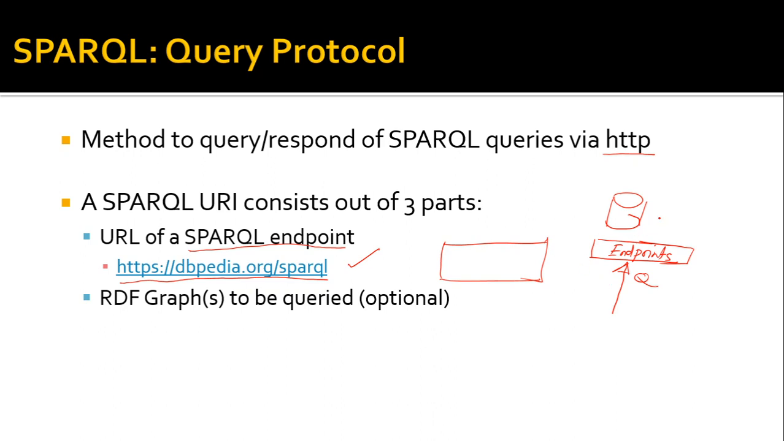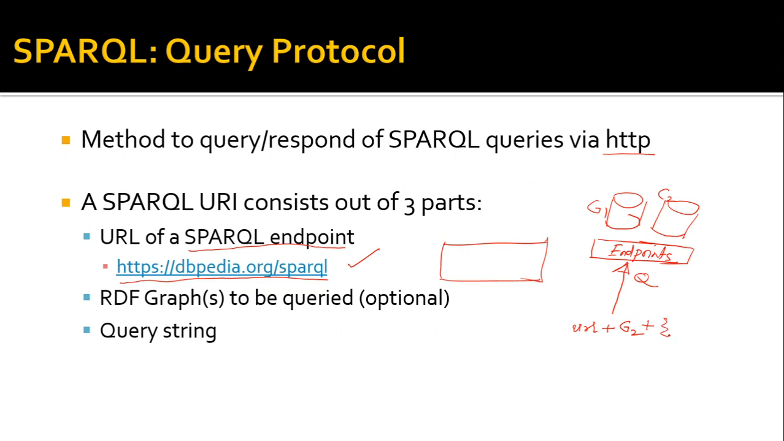So it may so happen that an organization might have multiple graphs, right? So you say that I want to query graph 2. So you provide the URL of the endpoint, followed by I want to query graph 2, right? But it can be optional. If the dataset contains only one graph, then there is no point in specifying which graph you want to query. And the third one is the query string.